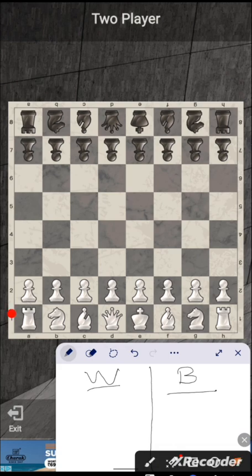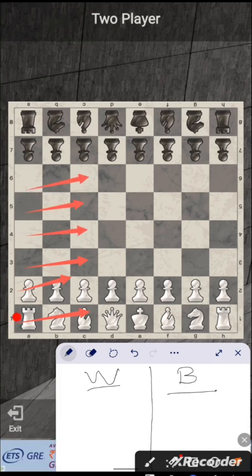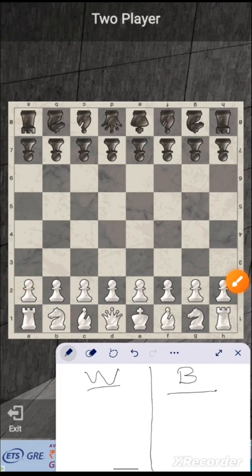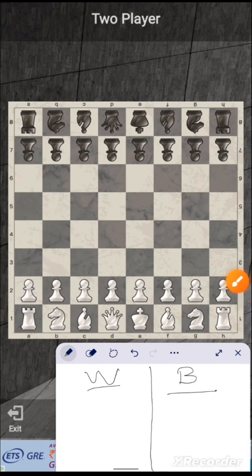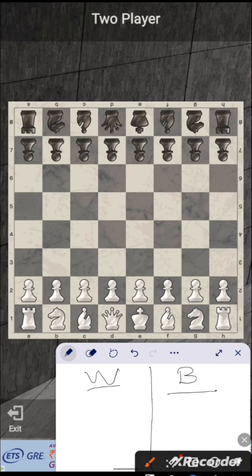Rows are known as ranks. Over here you can see this is rank 1, rank 2, rank 3, rank 4, rank 5, rank 6. These rows are known as ranks. So the first thing is that rows are known as ranks. When the game starts, white is on rank 1 and 2 and black is on rank 8 and 7, as you can see, rank 8 and rank 7.